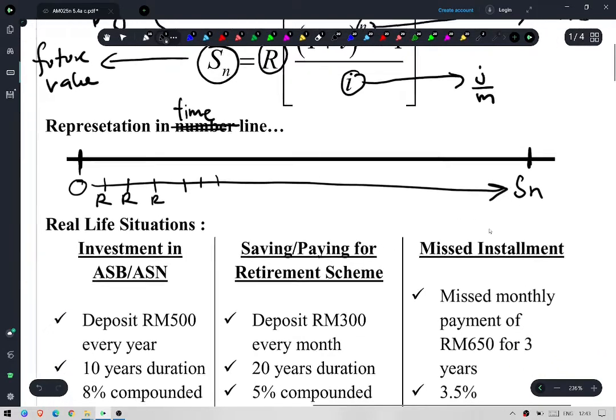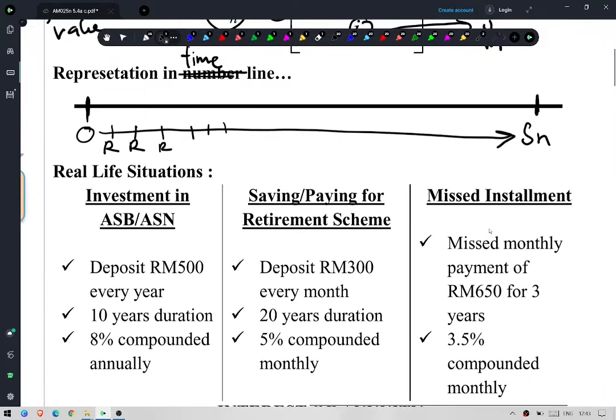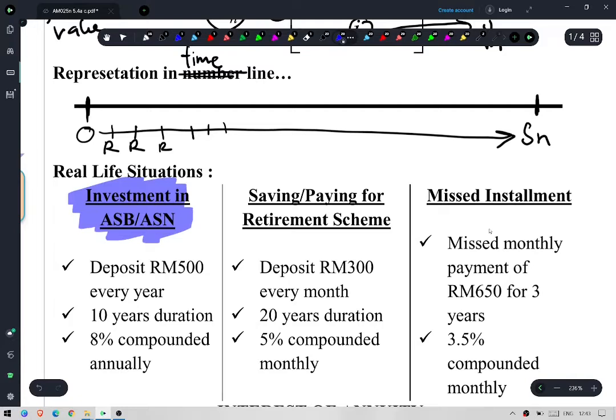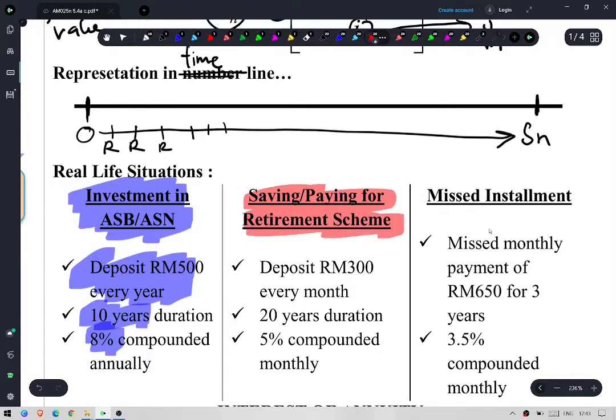That is why the real life situation is something like the first one, investing in ASB or ASN. How does it represent? We deposit 500 every year for 10 years, and then we get 8% compounded annually. Or maybe you want to save for a retirement scheme, where you need to deposit 300 every month for 20 years, and then you get a return of 5% monthly.